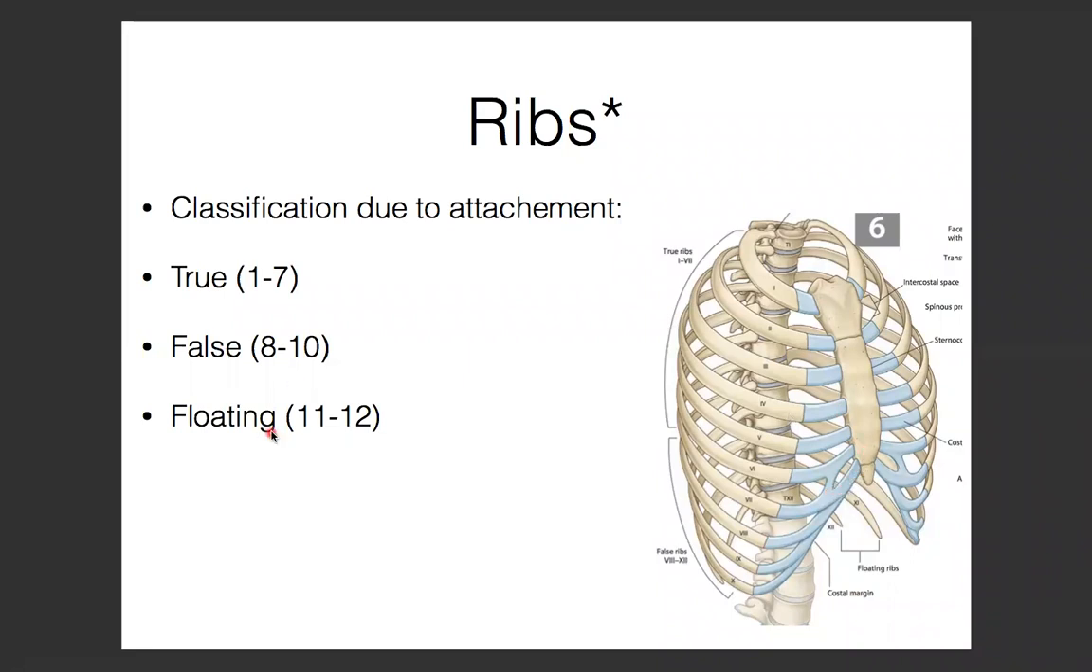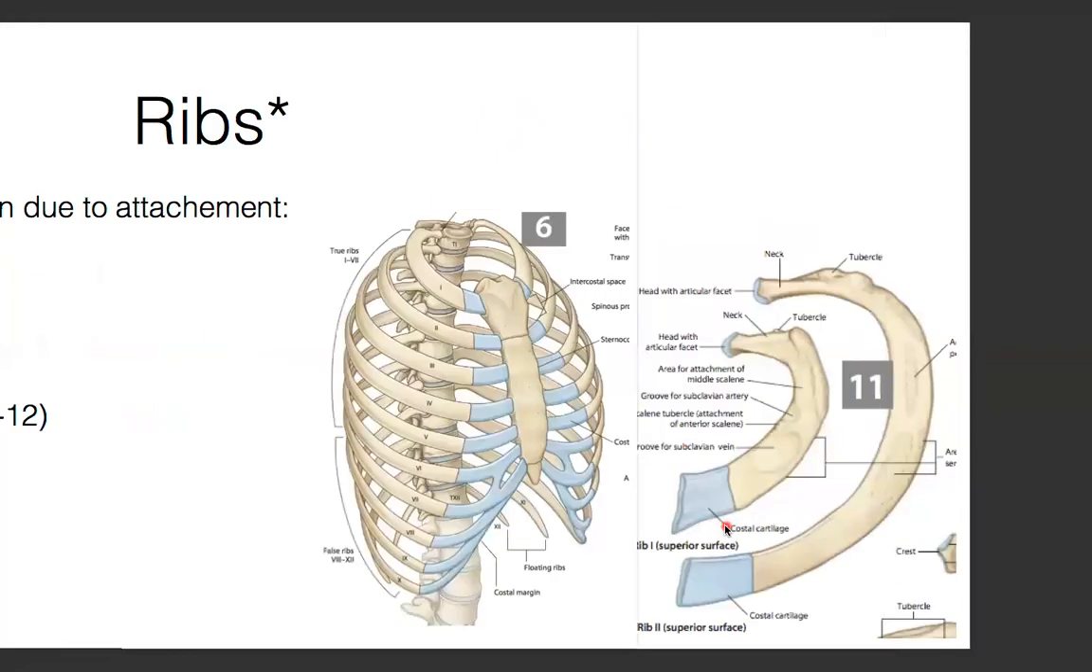The floating ribs don't attach at all. So they're the last 2, and they're usually just found in the back, so they don't reach the front. And these are sometimes asked about. The questions aren't difficult when it comes to ribs. That was the classification based on attachment.